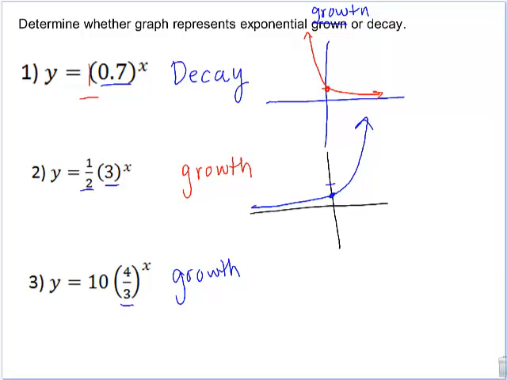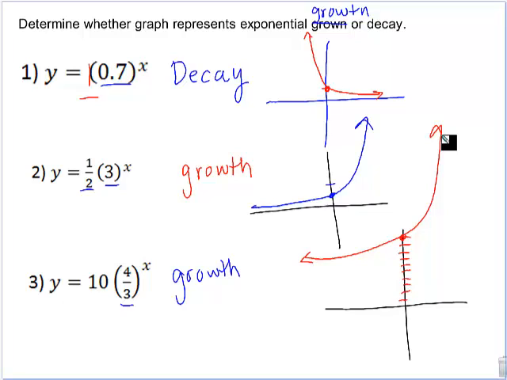And then where would we start at the y-intercept? The y-intercept would be where here? At 10. 1, 2, 3, 4, 5, 6, 7, 8, 9, 10. So there would be my y-intercept. And there would be the growth.